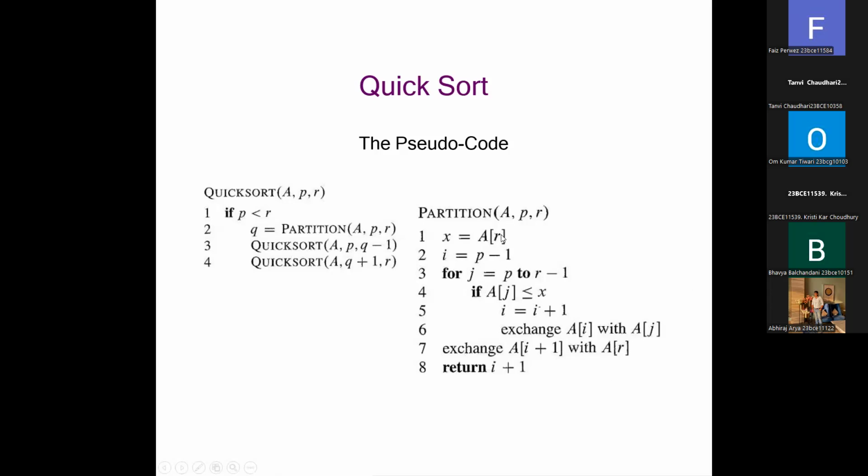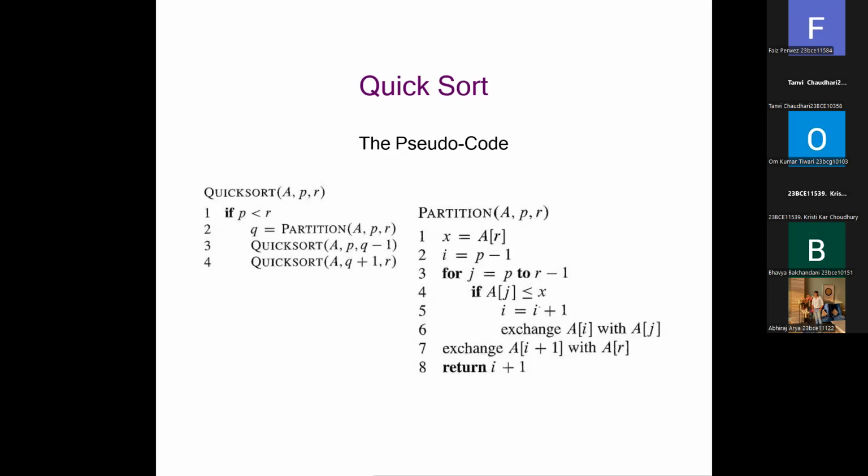What is A of R? What does the R index represent? Length of the array. Yes, the length of the array. Then return i plus 1, the position where we are going to partition.